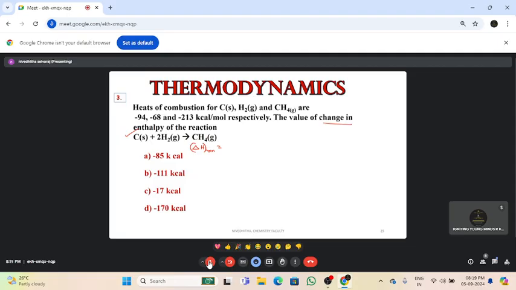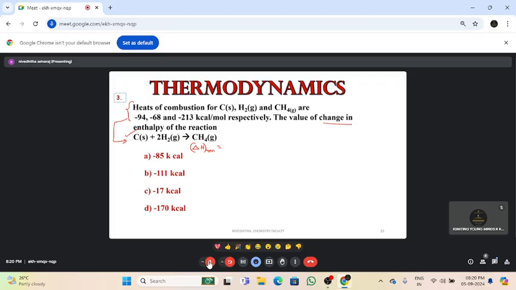Usually we have two formulas: one using bond enthalpy, another using enthalpy of formation of reactants and products. But according to this question, the data is a little different. We are provided with the heat of combustion of carbon, hydrogen and methane. From this data, we have to calculate the enthalpy change of this reaction. So what is the reaction? Formation of methane from carbon and hydrogen. Here we need not use any formula, but we have to arrange these equations accordingly to come up with this new equation. We're going to do it step by step.